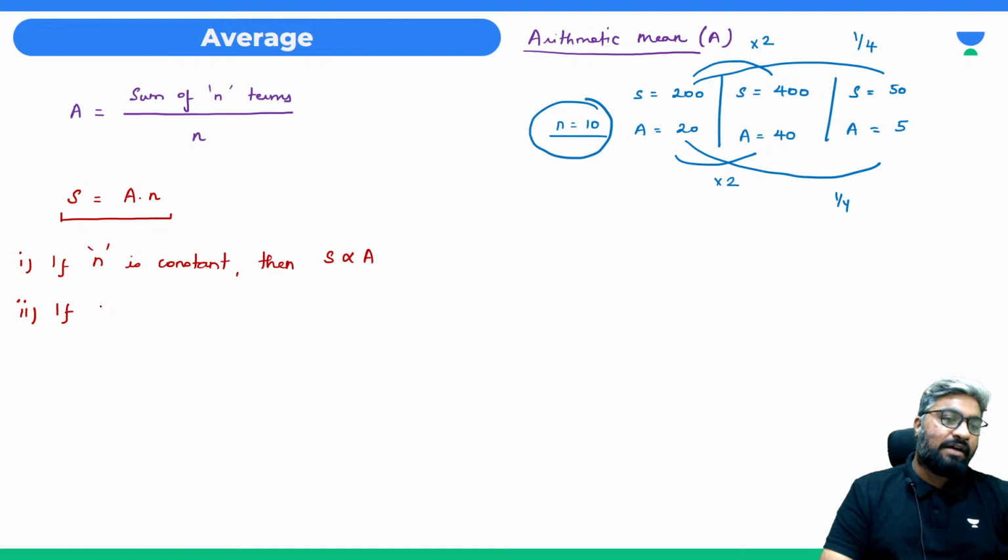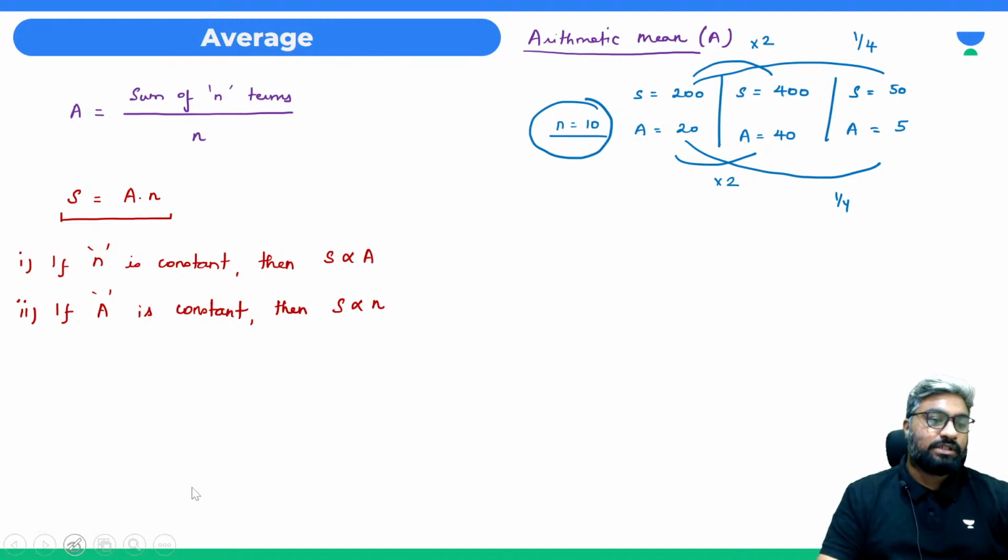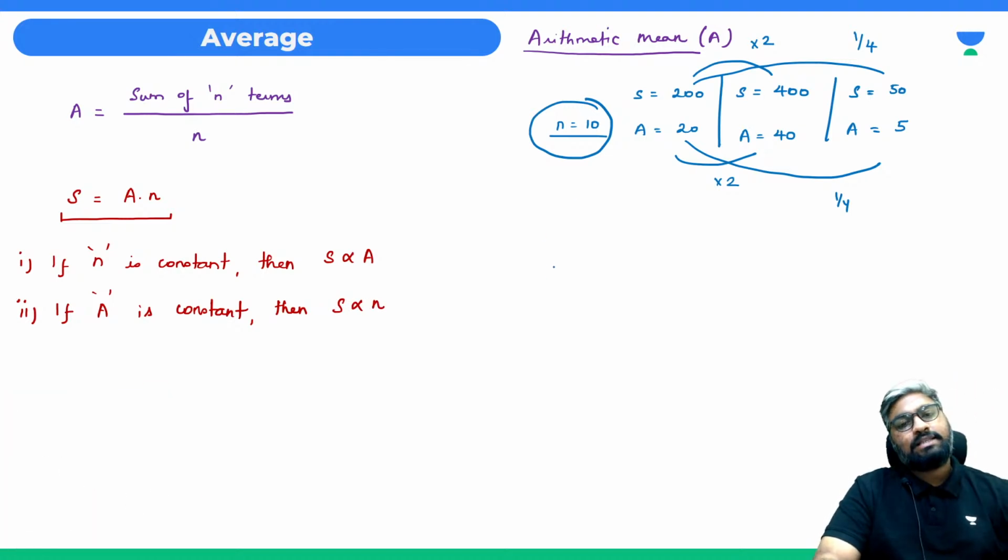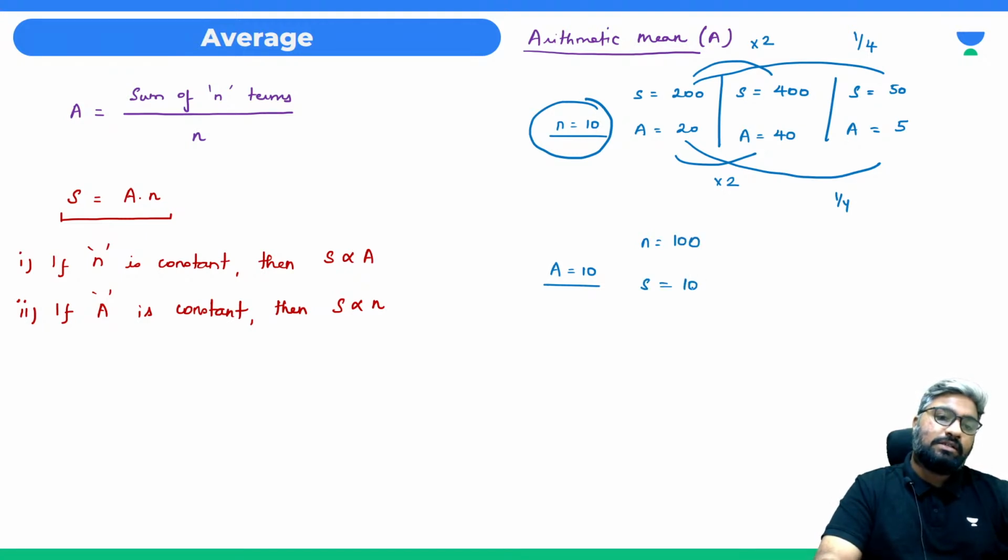Next, if I say that the average is constant, that is per capita or per unit of whatever is not changing, then what happens? Then sum and number of terms are directly proportional. Let's take an example. Let's say that the average is 10. If the number of terms is 100, then the sum is 1000. Correct? Sum is nothing but A into n, so 10 into 100, 1000.